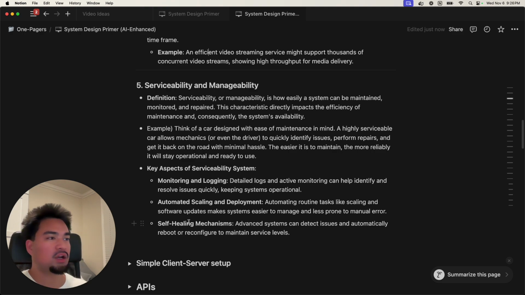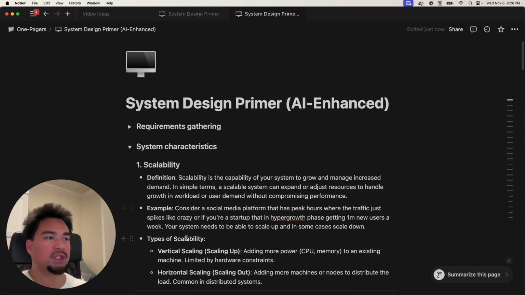And that covers the system characteristics that I care about and that I'm thinking about when I'm designing a system.